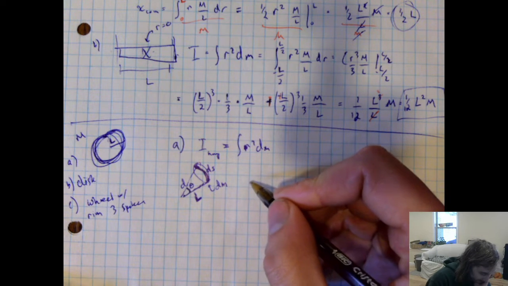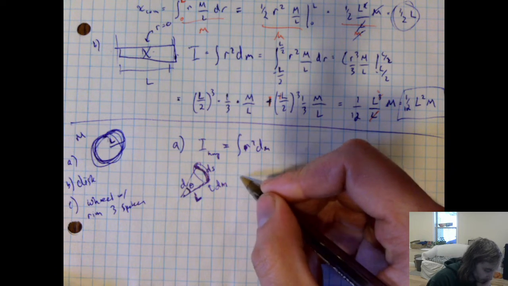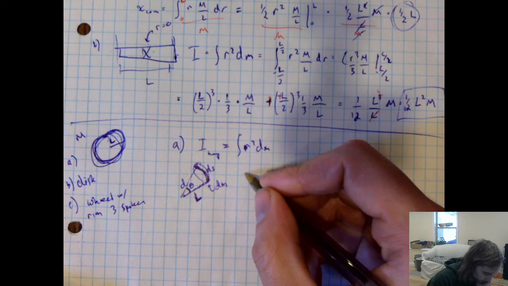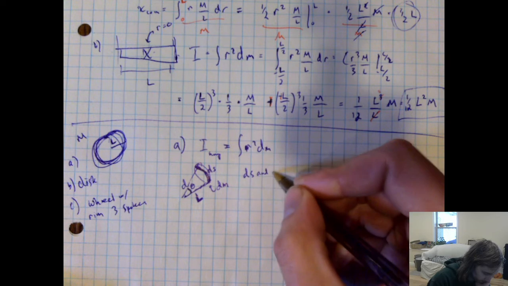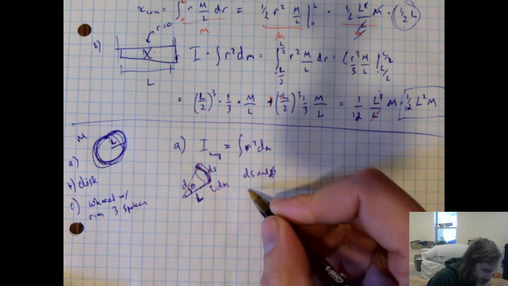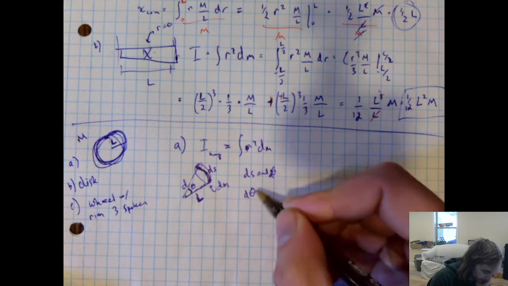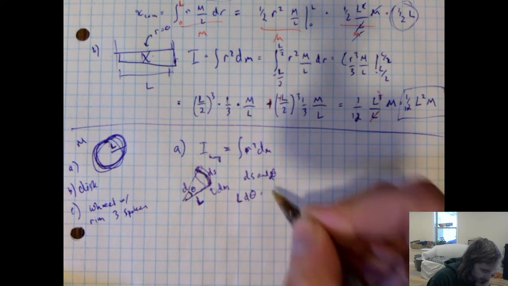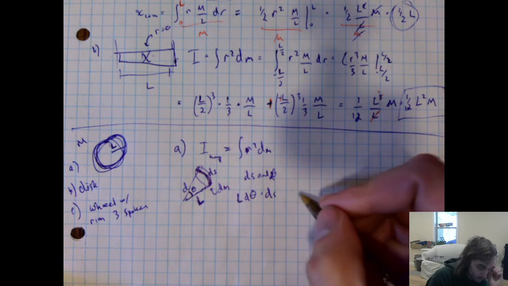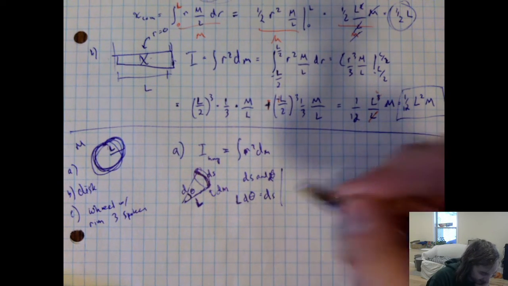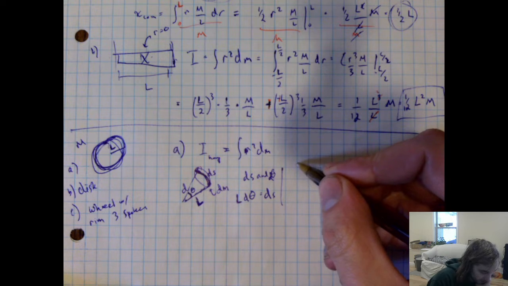Now the relationship between ds and theta is that if I take my angular component and I multiply it by the radius, that'll give me my linear component. So we take our arc length, we multiply it by how far away it is, that'll give us our ds.